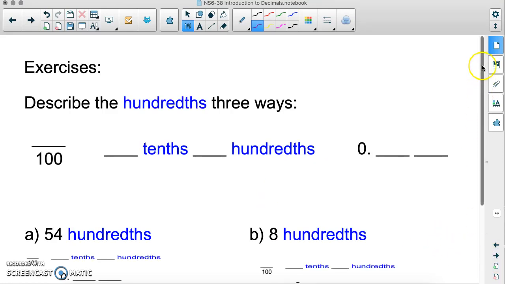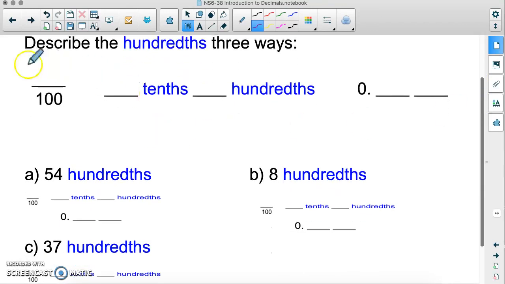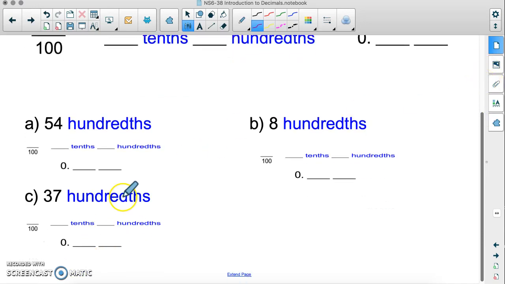So you're going to describe the hundredths in 3 ways. You're going to describe it as a fraction, as tenths and hundredths, and then as a decimal. So let's do A together, and then you can do B and C on your whiteboards. If we look at 54 hundredths, this is the same as writing 54 over 100. It's the same as saying 5 tenths and 4 hundredths. And it's also the same as saying 0.54. Now I want you to do B and C on your whiteboards and then resume your screencast.